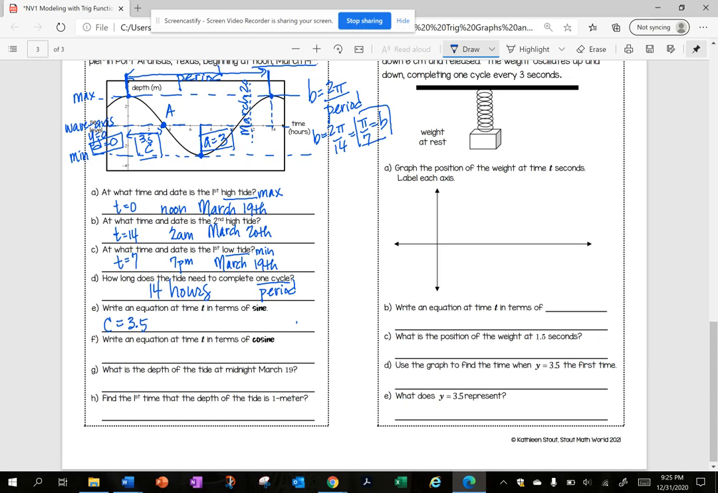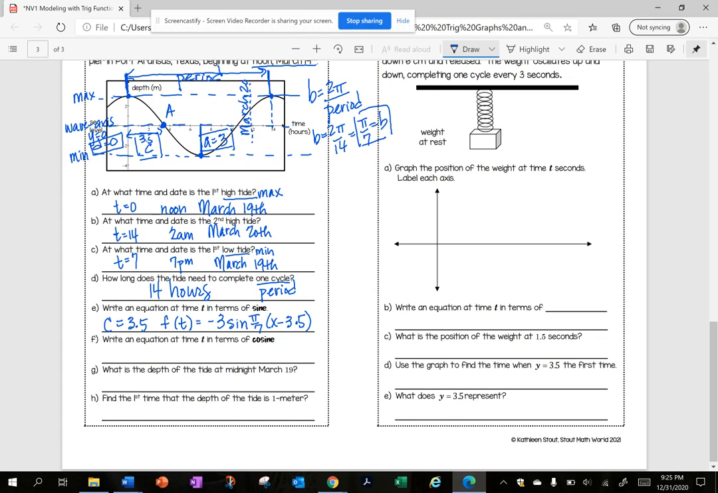So substituting into our equation. Since my C value goes to a minimum first, this is a negative sine wave. So this is going to be f of t equals negative 3 sine, my b is pi over 7, times t minus 3.5, plus d, which is 0. We usually don't write plus or minus 0.